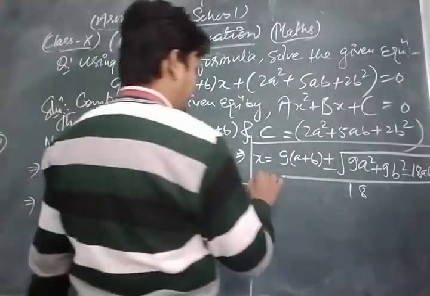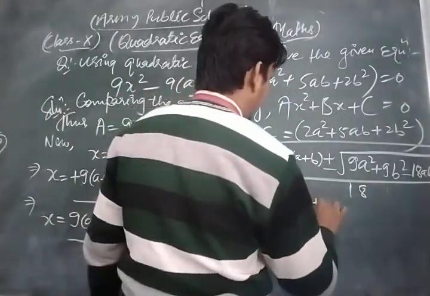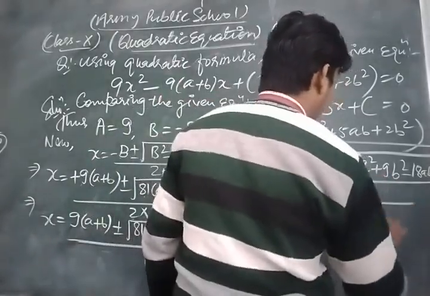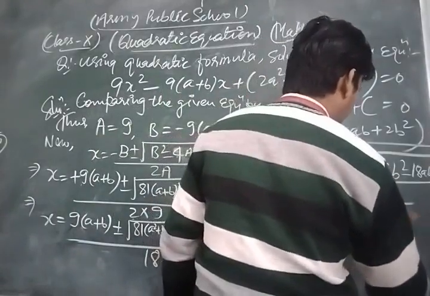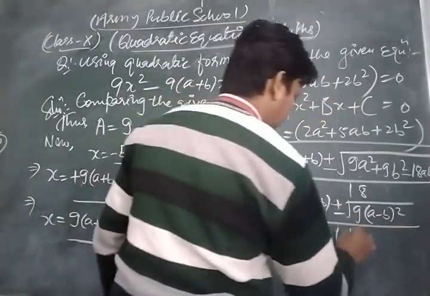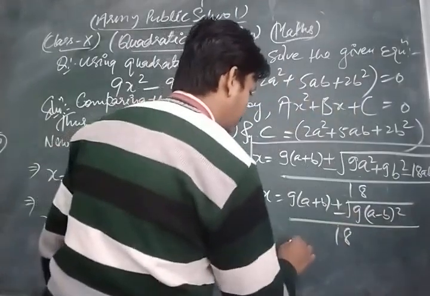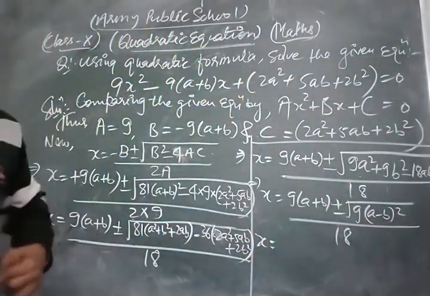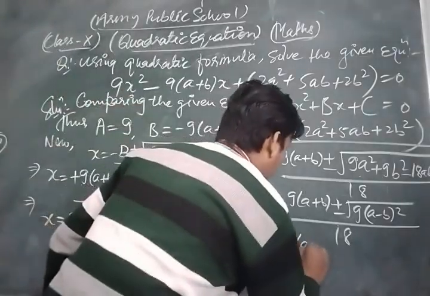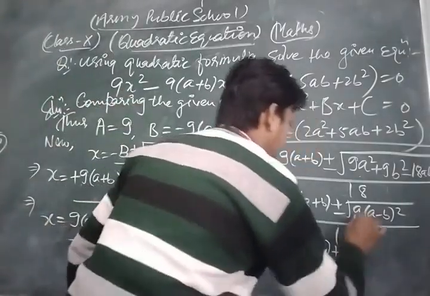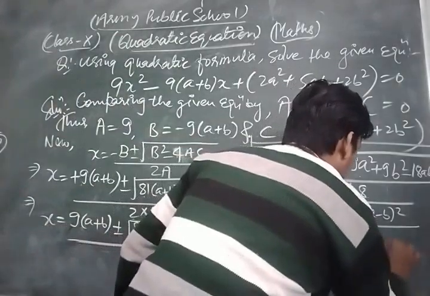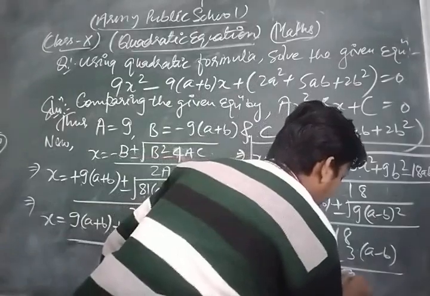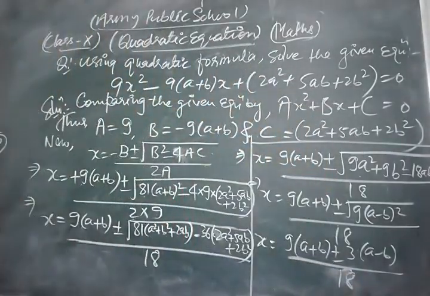Now we write x is equal to 9 into a plus b, plus minus we take 9 as common from the square root, and then we get a minus b whole square upon 18. So x is equal to, now from 9 we take 3 as common from the square root, so 3 into a plus b plus minus 3 into a minus b, upon 18.